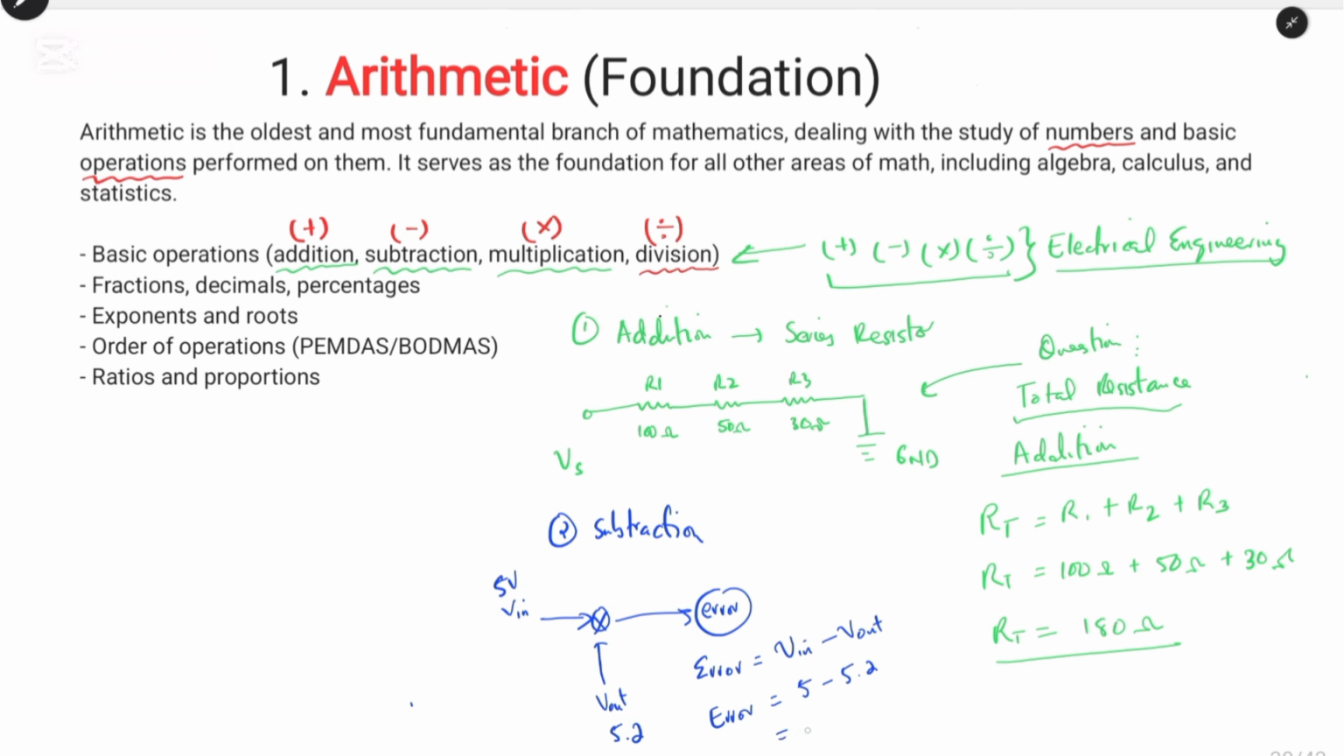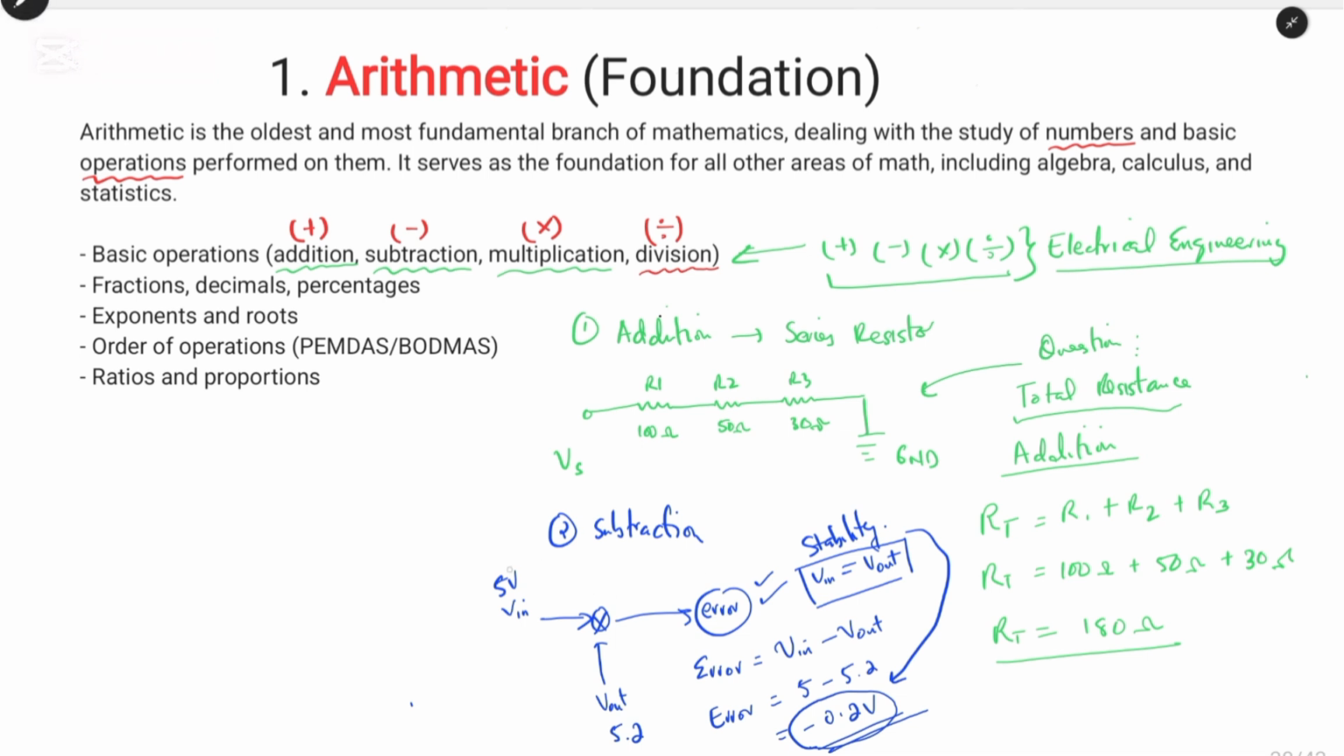Now we can have minus 0.2 volts, which is now the error signal that needs to be computed in order to have V in equivalent to the V out for the system stability. In that case, there is no stability because we have a minus 0.2 volts, which is the error. So you can see that addition and subtraction are also present in electrical engineering and the system.